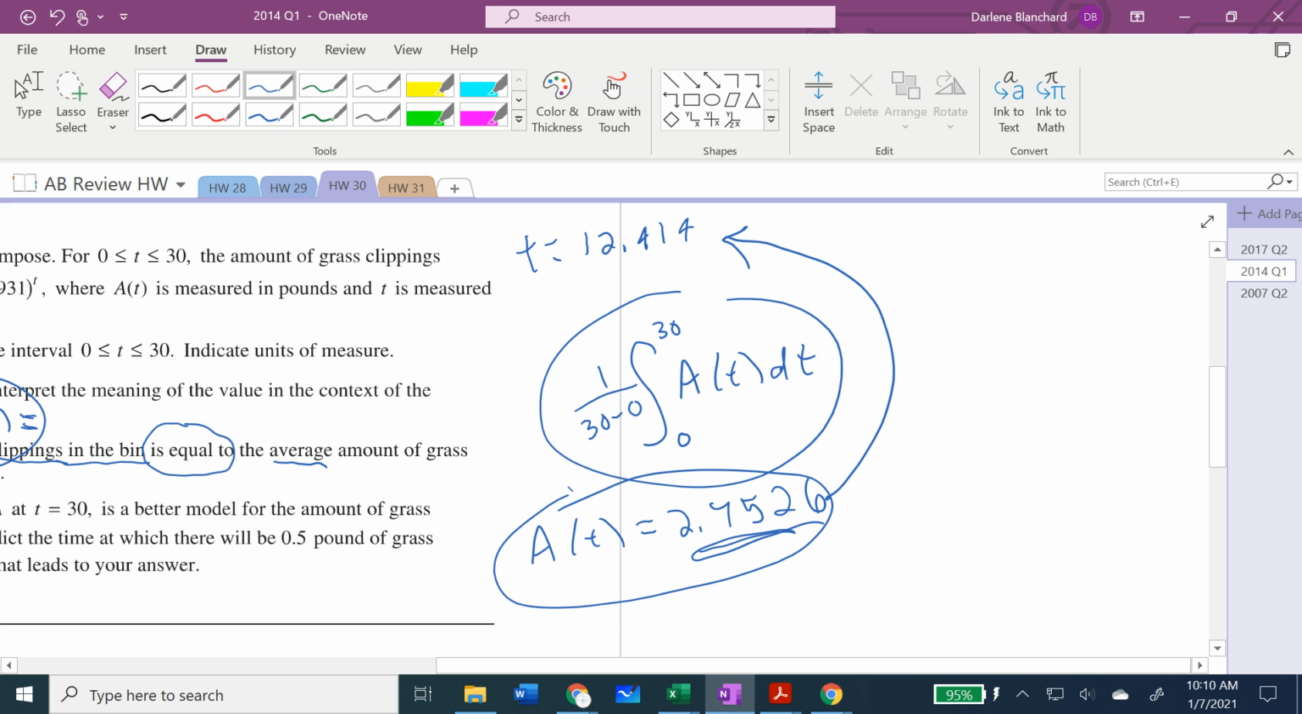Do you have to say days in your answer? If they don't ask you to indicate units of measure, you don't have to, but you can.